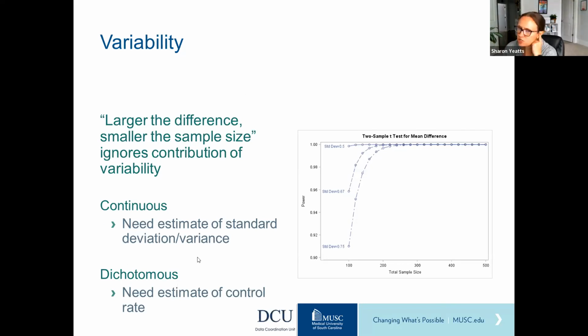I'll come back to the dichotomous in just a second. Again, the graph structure is the same, but you can see here that if my standard deviation is smaller, I get higher power for a given sample size.